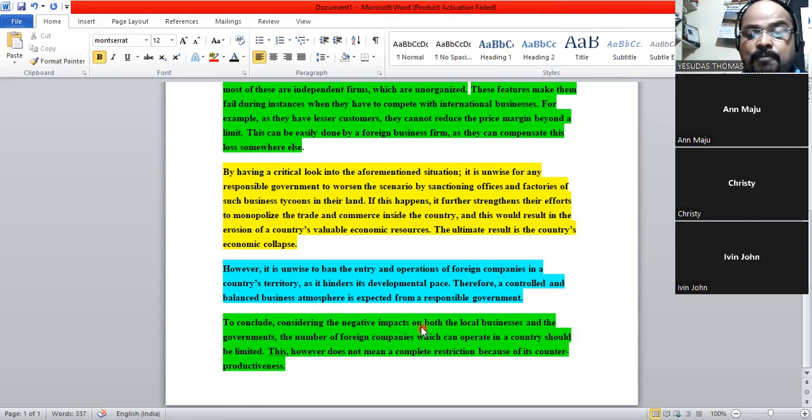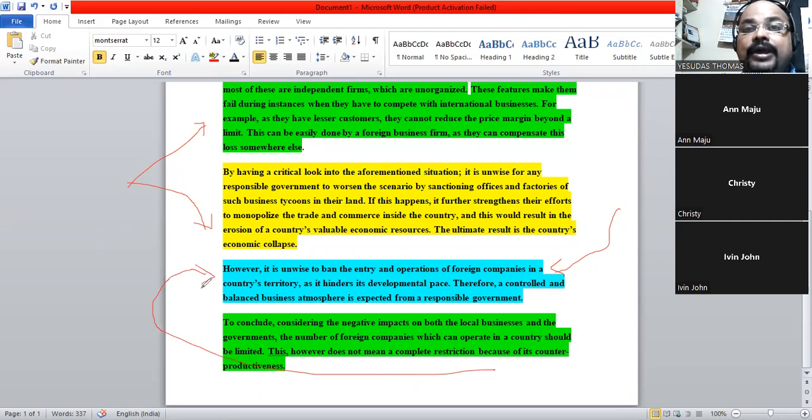considering the negative impacts on both local businesses and the governments, yes, we have negative impacts on the local businesses and the governments. The number of foreign companies which can operate in a country should be limited. You have to maintain a controlled and balanced atmosphere. This, however, does not mean a complete restriction because of its counterproductiveness. If we are restricting it completely, then it won't be good enough for the country, because it adversely affects the developmental pace of the country.